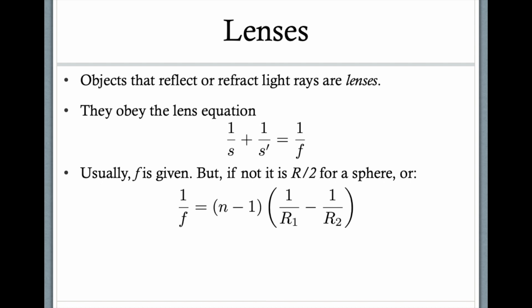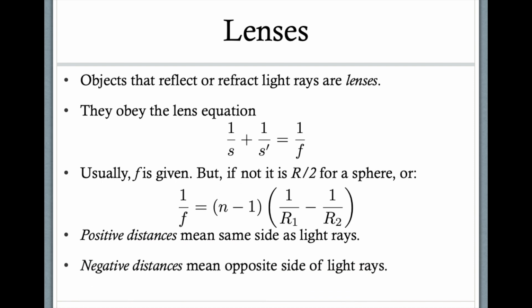You may remember this equation in terms of the signs by noting that a lens that is an oval shape must have a positive focus. Therefore, R1 must be positive and R2 must be negative. So you know that the signs are very important for this. It is also important to figure out the signs of S and S prime. The way in which you figure that out is by noting that positive distances are always on the same side as light rays, whereas negative distances are on the opposite side of light rays.